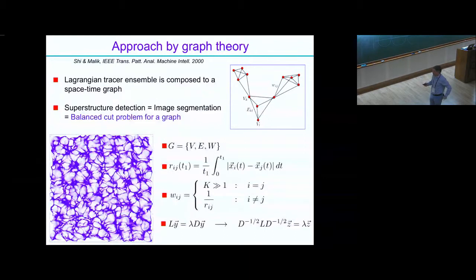And that's a typical problem from image analysis. There has been a landmark work by Shi and Malik in the year 2000, where they basically showed that this balanced cut problem can be transformed into a generalized eigenvalue problem for the graph Laplacian. So what you basically do is construct a graph Laplacian out of your tracer information, and do this generalized eigenvalue analysis.